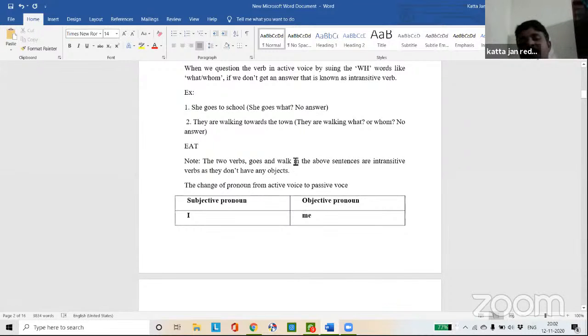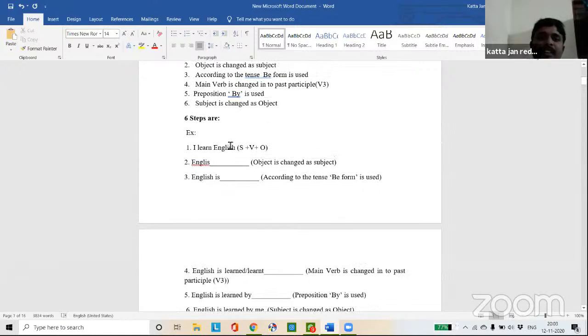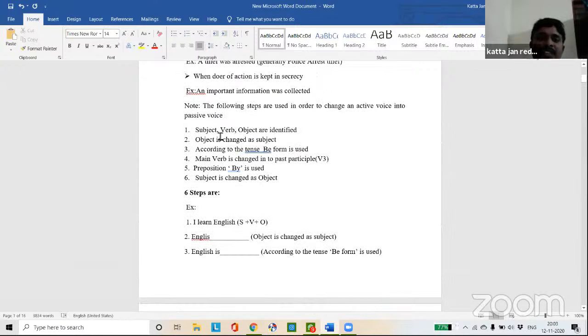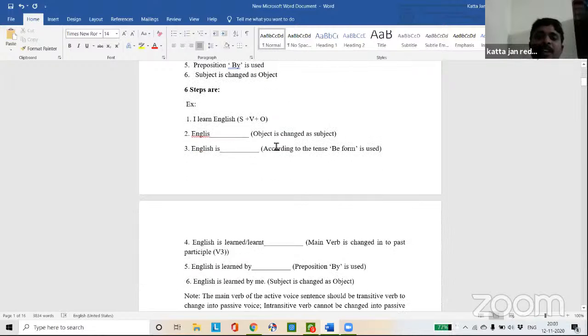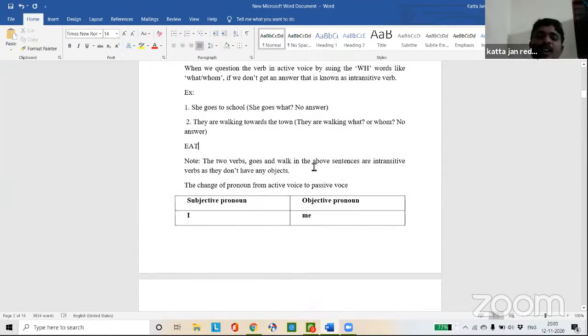Because without identifying the object, we cannot change that object as subject. What is the second step? Object is changed as subject. So without identifying what the object is in the sentence, we cannot change that object into subject. If there are only three words, it is okay. If there are many words, how can we, for example, let me write a sentence here.